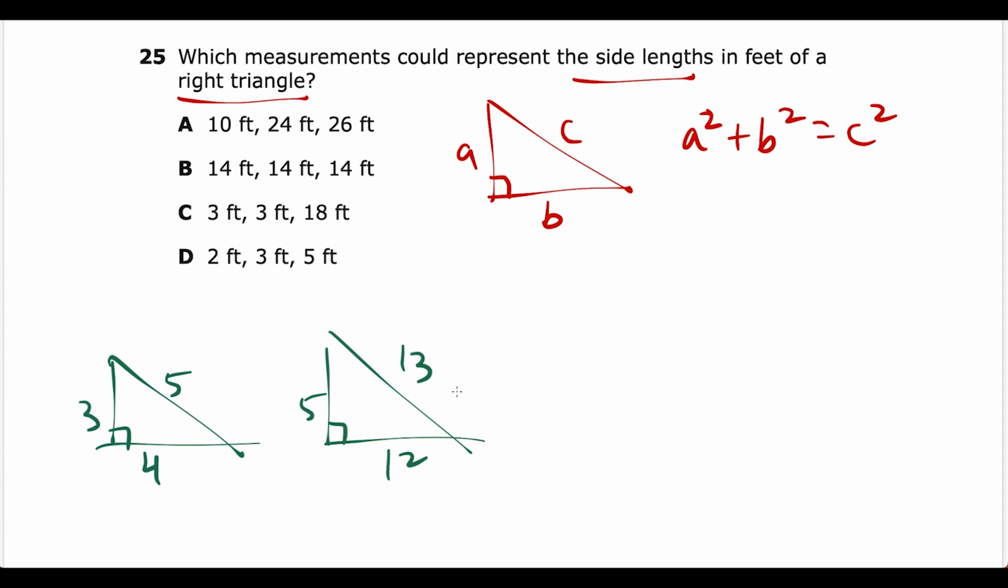There's other ones like 8, 15, 17. But what you could also do is you could generate a similar triangle based on one of these. And let's say I use a scale factor of 2. A scale factor of 2 here is going to generate a similar triangle where each side is doubled.